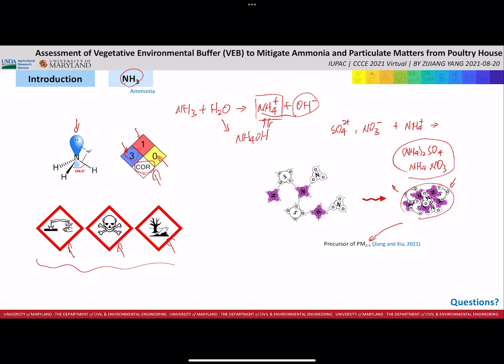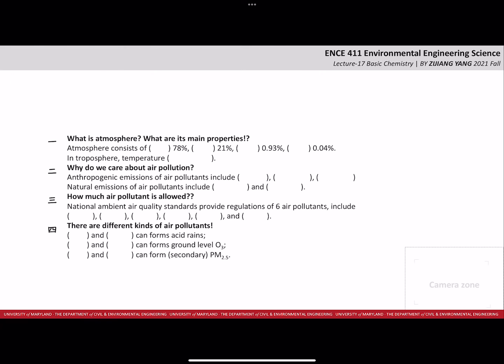So for this one, do you guys have any questions? No? So briefly about the source. The ammonia source usually comes from manure, because the manure of animals has nitrogen. So the nitrogen will be reduced to ammonia and then released in the environment. So for this one, do you guys have any questions? No? So that's it. Because of time, I'm not going to go through this, so you guys can take a look.